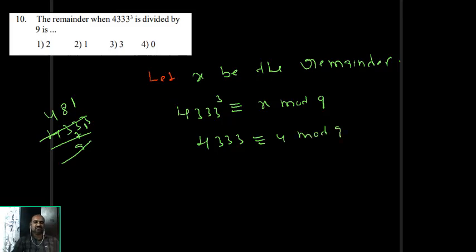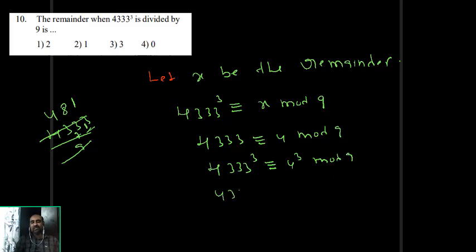Cross check. 9 4s are 36, 43 minus 36 is 7, 73 means 8 nines are 72, 1 remainder. 13, 9 1s are 9, 4. Okay, so (4^33)^3 is congruent to 4^3 modulo 9.